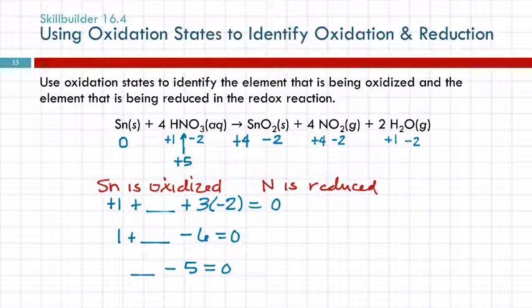Let's just check the rest of it. What's going on with the oxygen? The oxygen was minus 2. And here it's minus 2, and there it's minus 2, and there it's minus 2. The oxygen wasn't doing anything either. So the tin is oxidized, the nitrogen is reduced. Not the HNO3, the nitrogen in the HNO3. Any questions? That's one that's going to take a while to soak in.